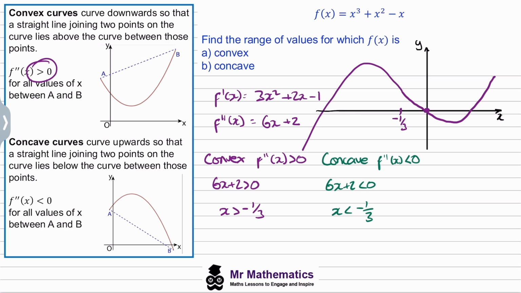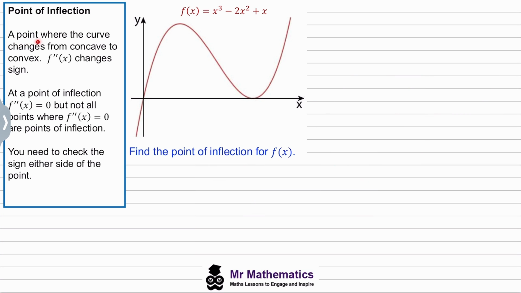So we've talked about when x is less than and greater than negative 1/3. When x is equal to negative 1/3, we have what's called a point of inflection. And this is where it changes between the two. We'll talk more about this in the next example. So a point of inflection is where the curve changes from concave to convex. So the second derivative changes sign. At a point of inflection, the second derivative equals 0. But not all points where the second derivative equals 0 are points of inflection. We need to check the sign either side of a point.